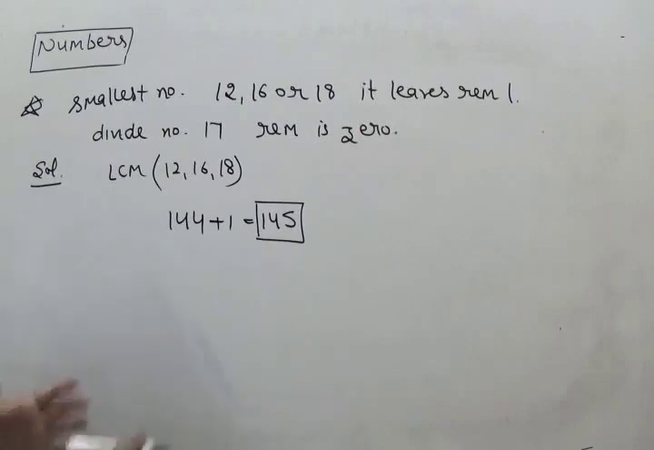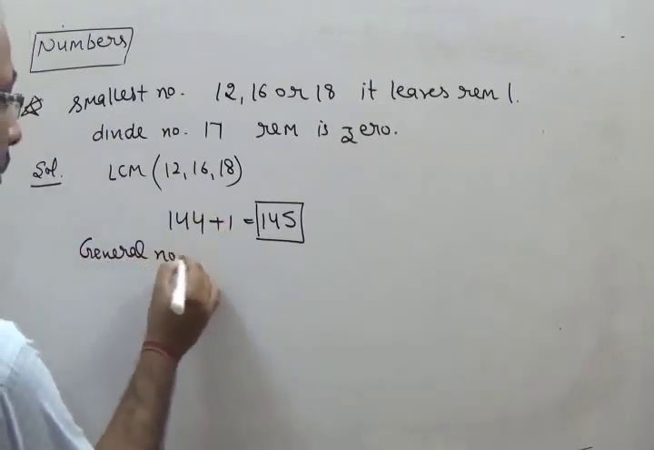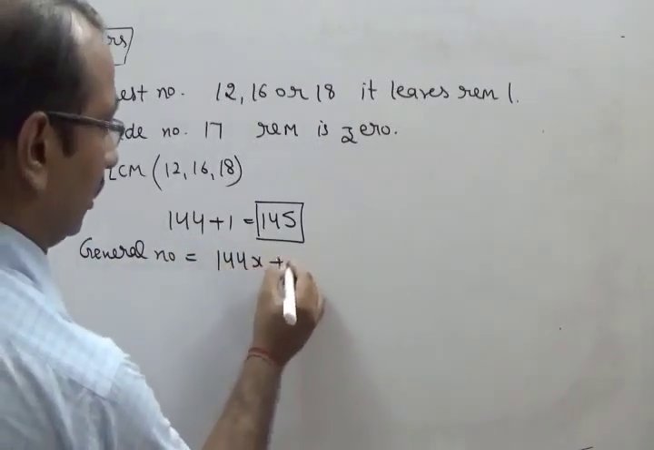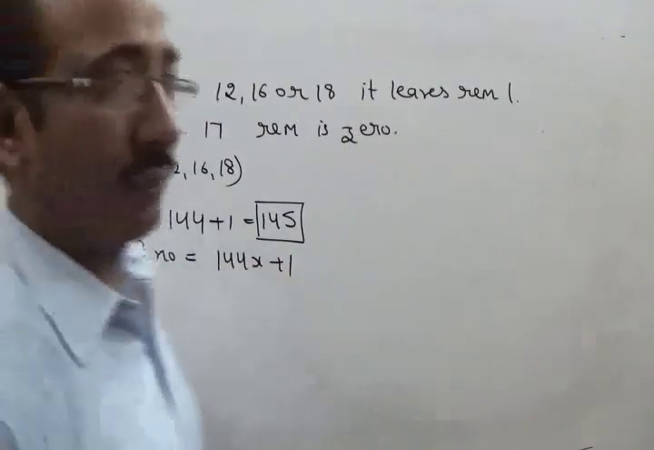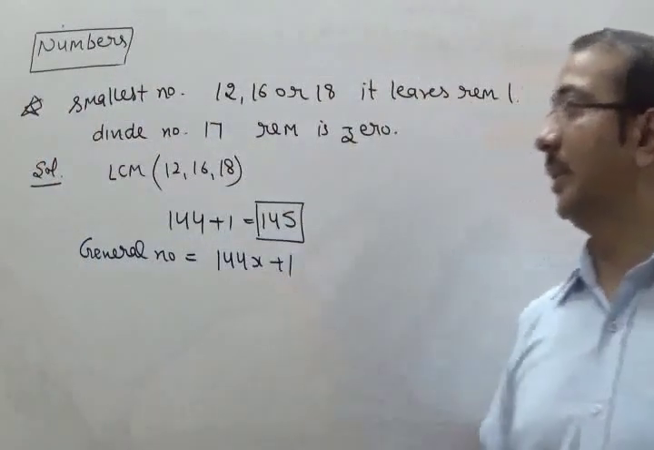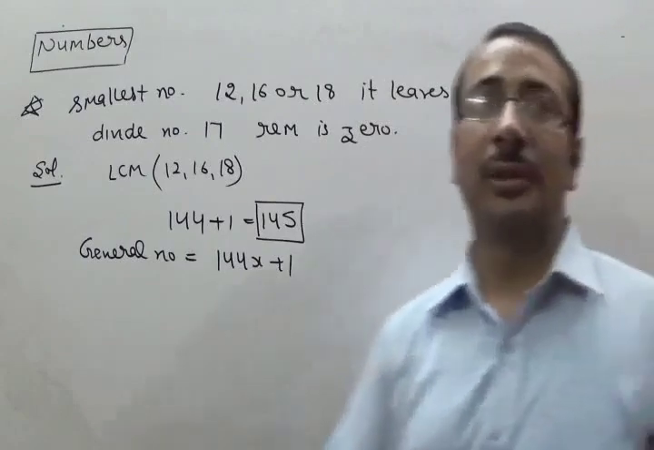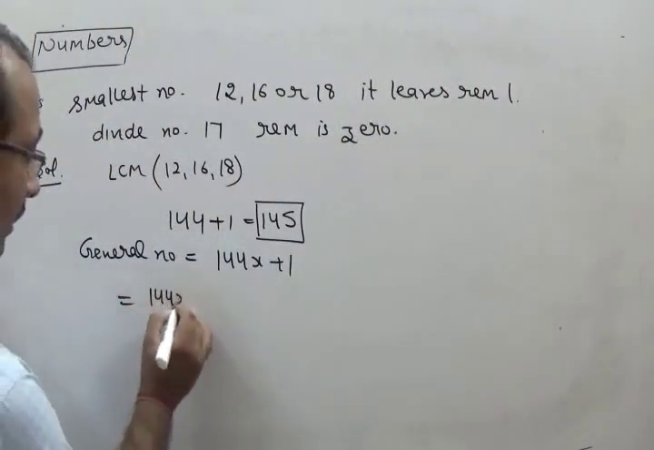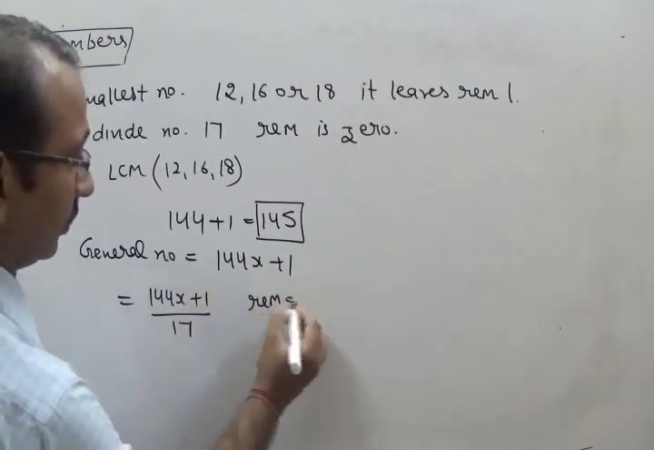For the second condition, the number must be divisible by 17. For that, first of all, we have to write the general number. Your general number would be 144x plus 1. It means when you divide this number by 12, your remainder is 1; divided by 16, it is 1; divided by 18, it is 1. Now when this number is divided by 17, the remainder left must be 0. So 144x plus 1 divided by 17, the remainder must be equal to 0.